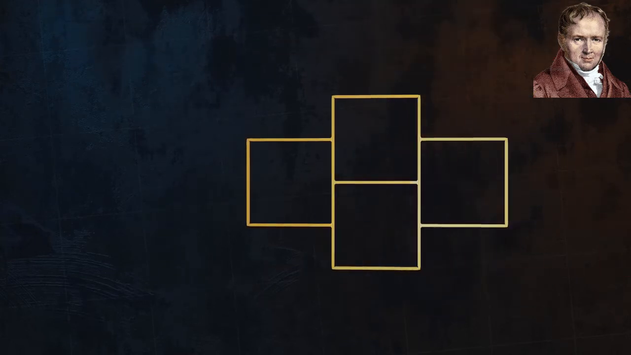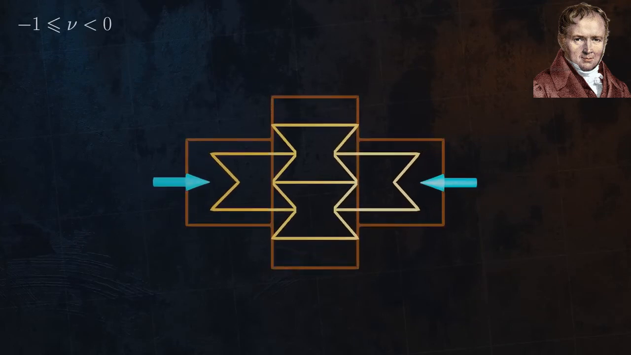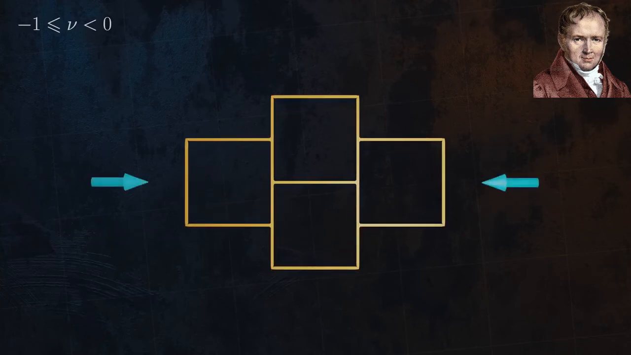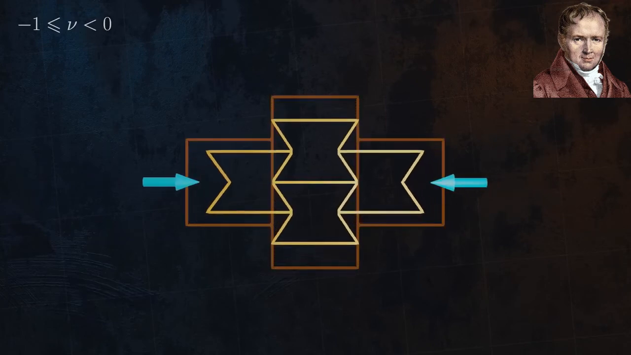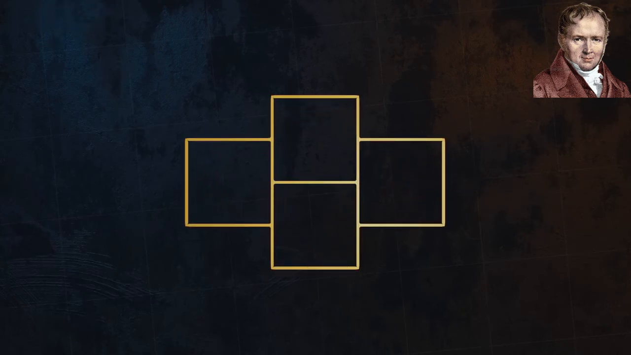This animation should give you an idea of how it is possible to get negative Poisson's ratios. You can see that as the material is compressed, both its longitudinal and lateral dimensions are reduced. For a typical material with a Poisson's ratio larger than 0, you would expect the lateral dimensions to increase when the material is compressed.